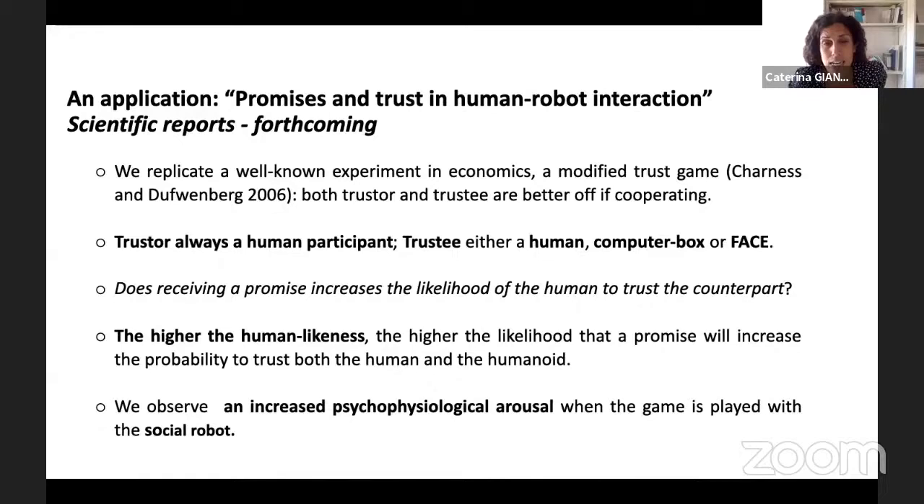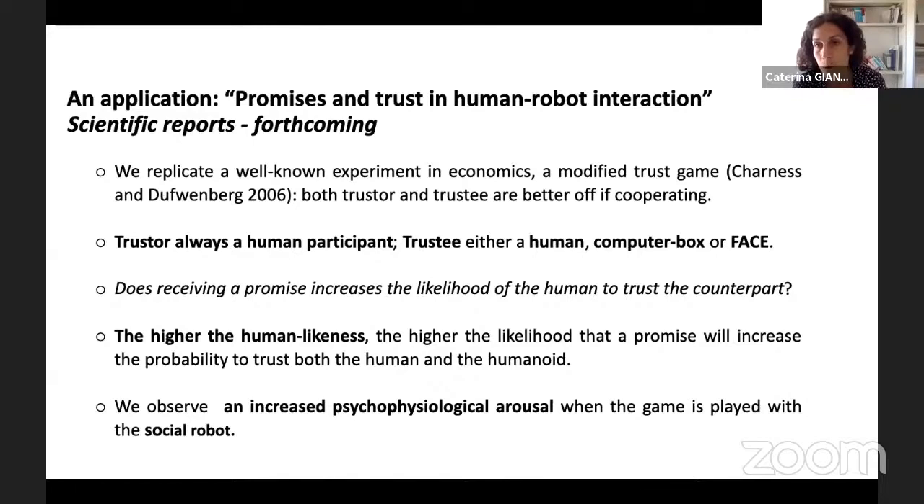So in this research, there are two players, a trustor and a trustee, and in this game, both players are better off if they cooperate. Why? Because the trustor can decide whether or not to enter the game, and if he decides to enter, then the trustee can decide whether to let this player down by not rolling a dice, or instead he can try to roll a dice and see whether the trustor is also going to earn more money from his choice.